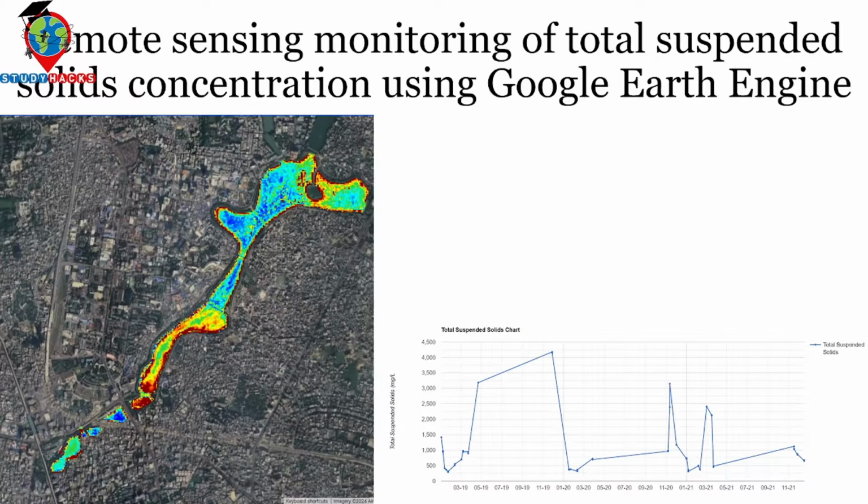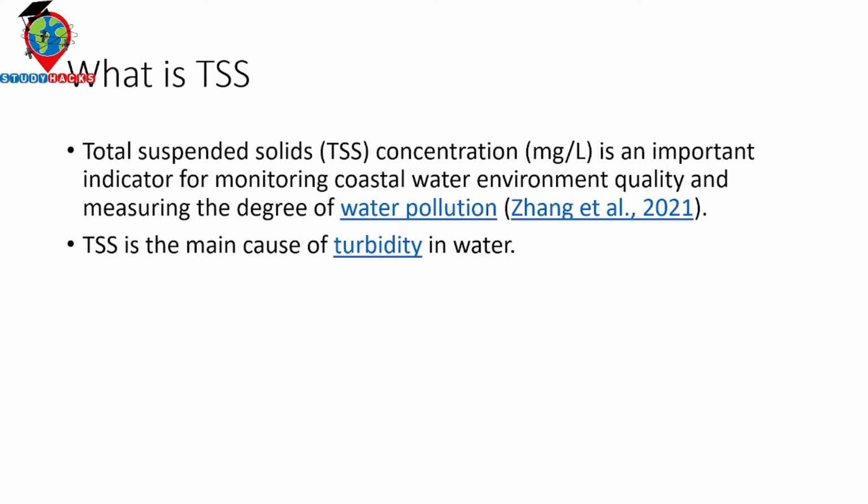Basically, total suspended solid concentration is an important indicator for monitoring the coastal water environment quality and measuring the degree of water pollution.